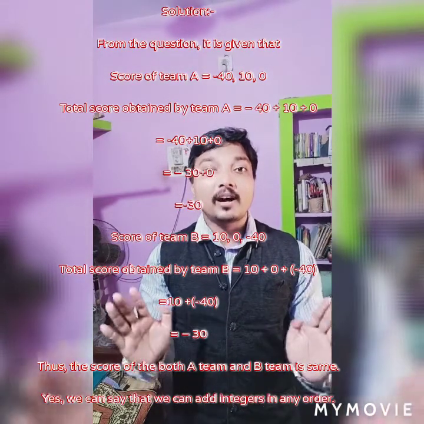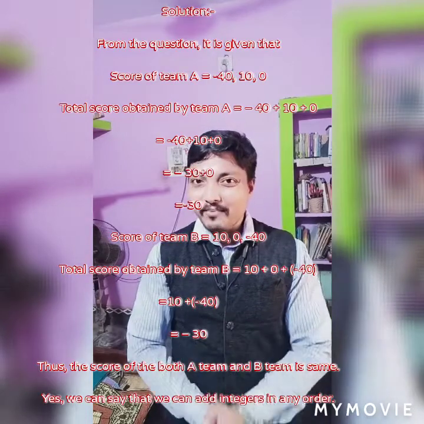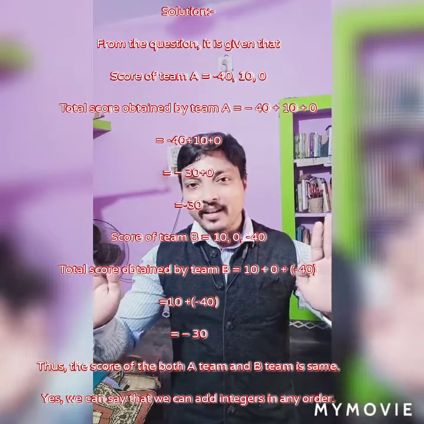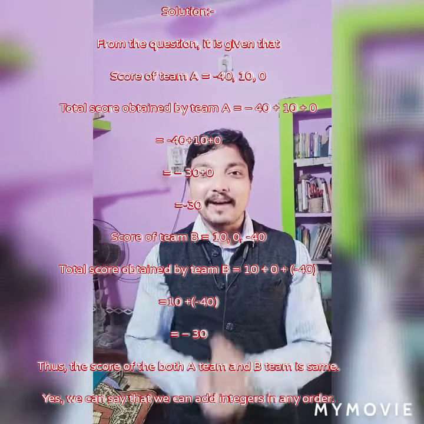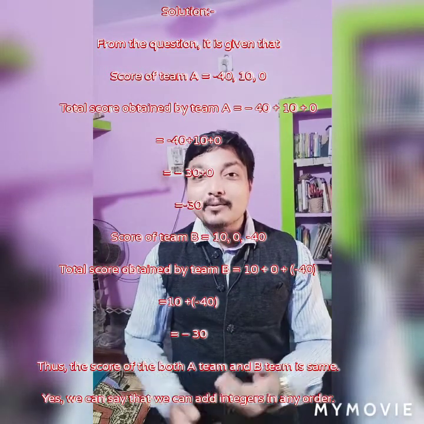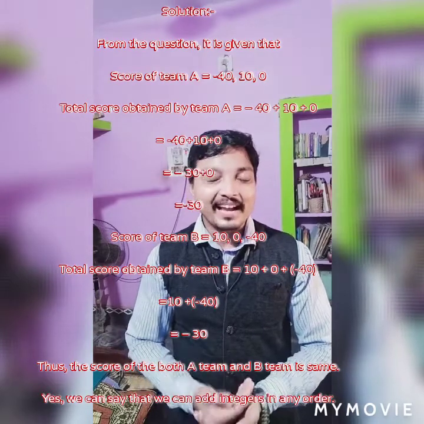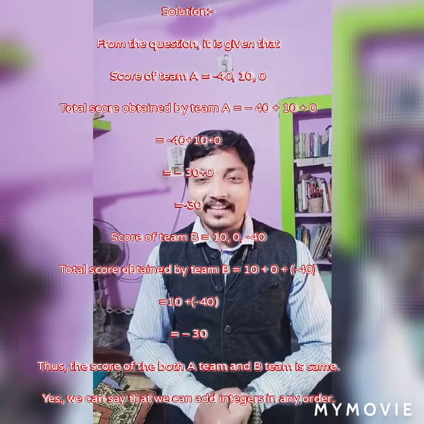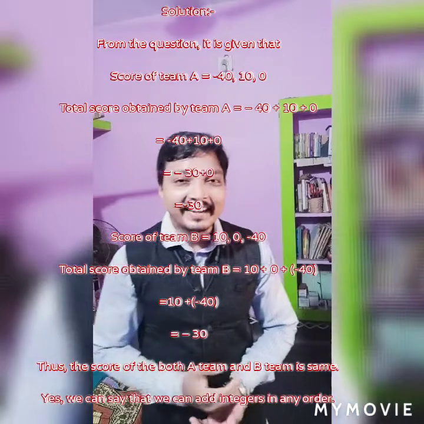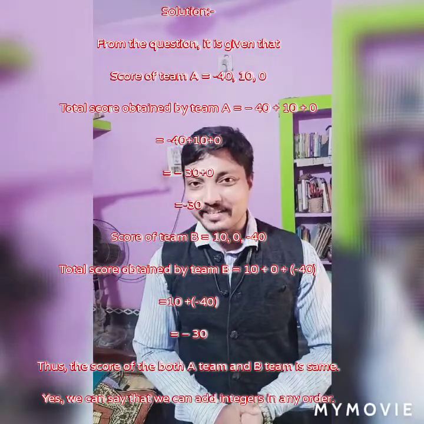Finally, we have observed team A and team B both scored the same mark. So what can we say about integer addition? It means we can add the integers in any order. Actually, it is really one of the properties. 3 or more than 3 numbers we can add in any order. That is our associative property.